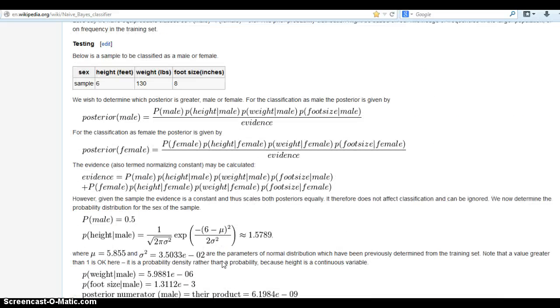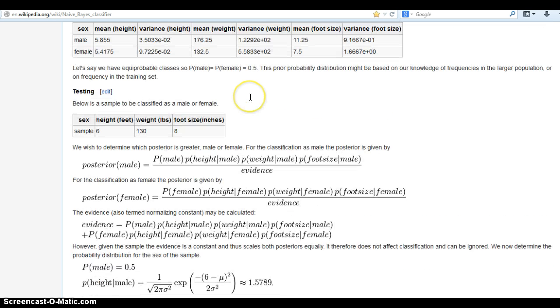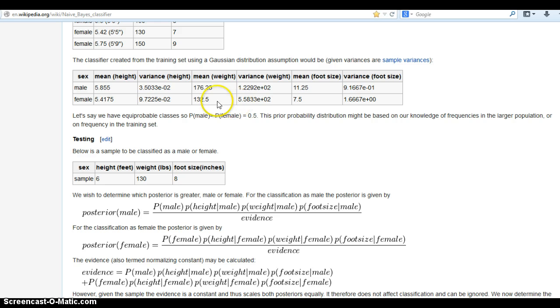So here is our test sample. We don't know the sex, that's what we're trying to figure out. But the height of the person is 6 feet, the weight is 130 pounds, and the foot size is 8 inches. Going back to this set right here of the Gaussian distributions, the mean and the variance, just by looking, before we run the equations through the normal distribution function, we can take a look at it and make a gut decision.